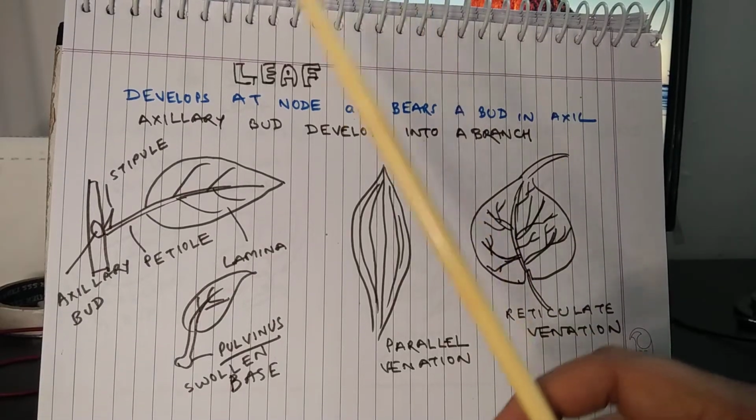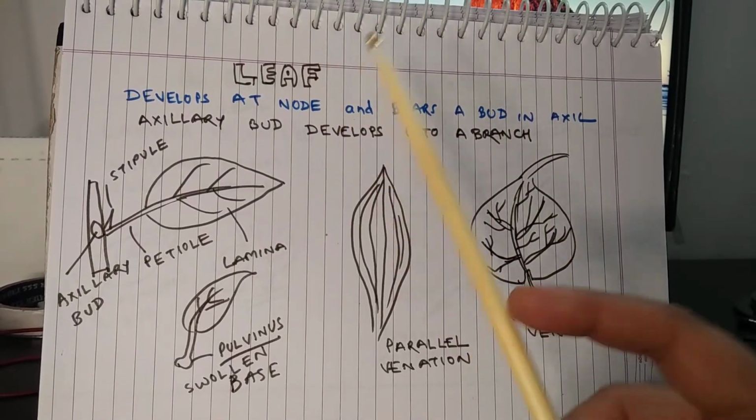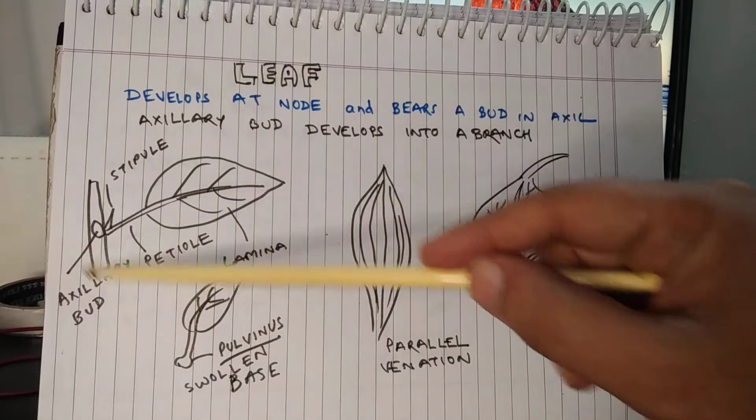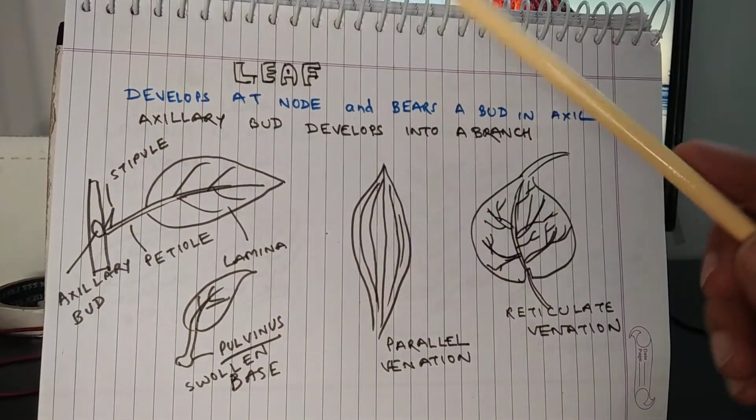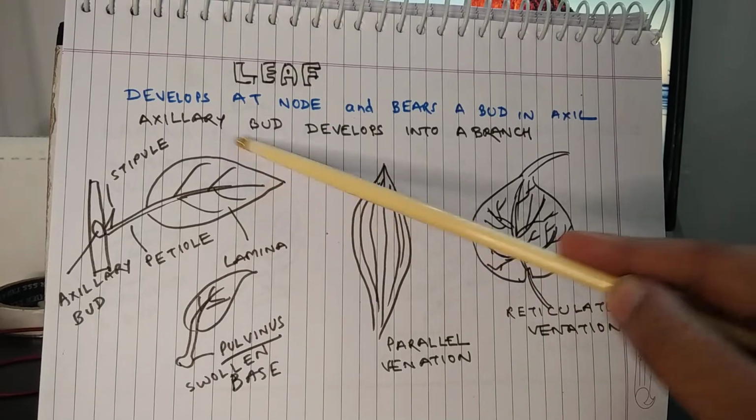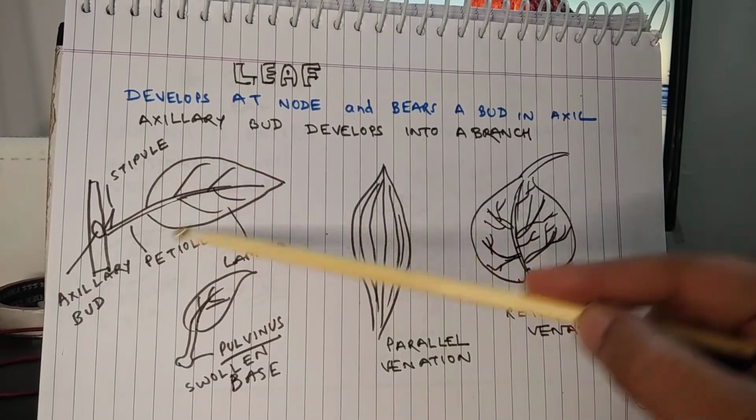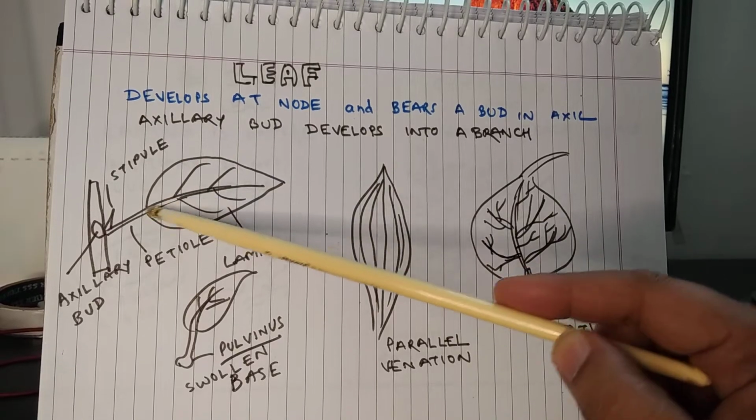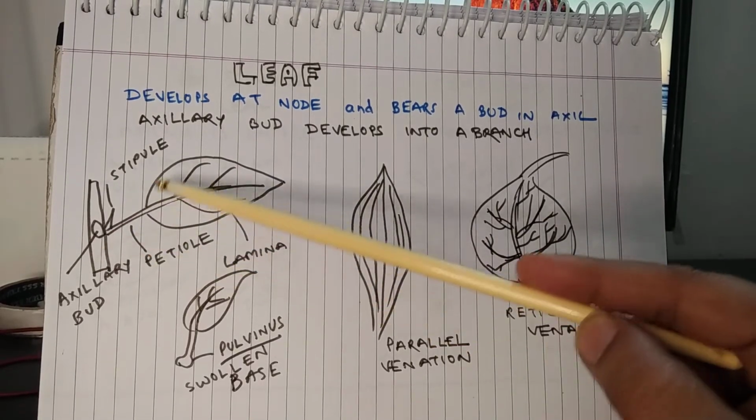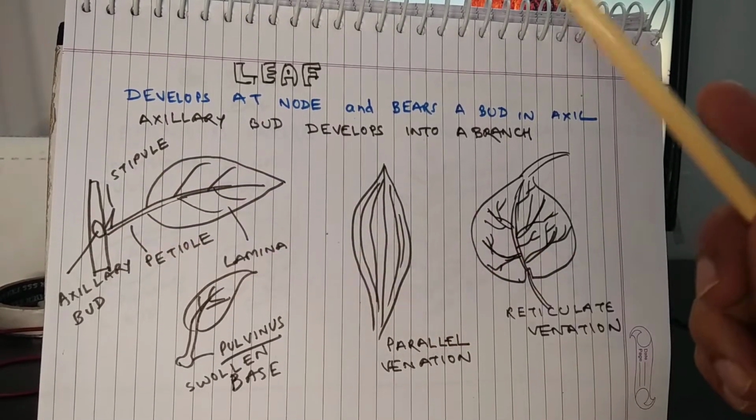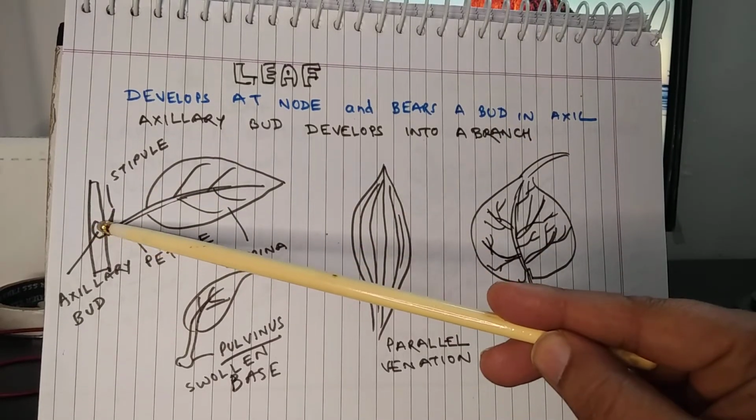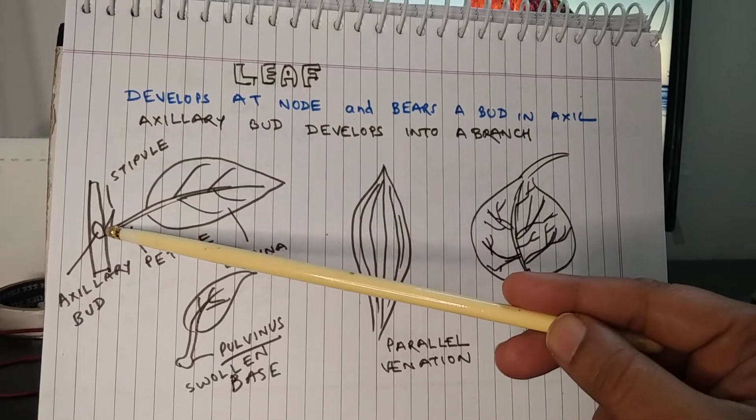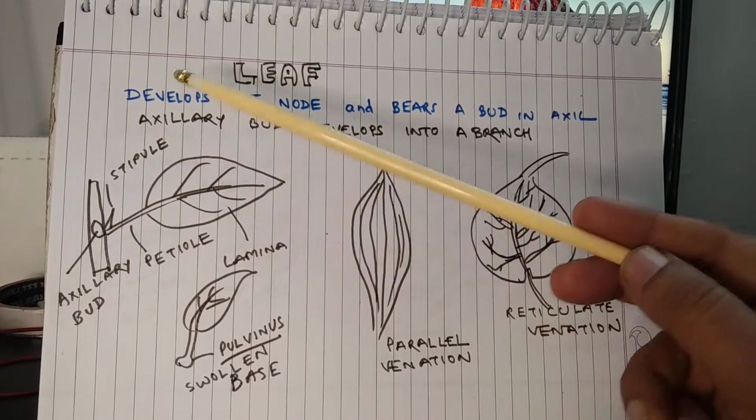The leaf develops at the node and bears a bud in axil. This is the structure of a typical leaf. The widest portion of the leaf is called leaf blade or lamina. Then there is a stalk at the base of the leaf, and this is called petiole. And this is axillary bud, the bud in the axil. This later develops into branches.